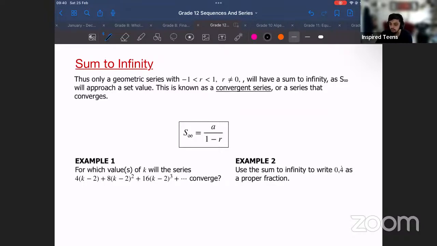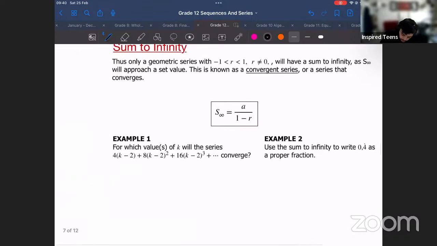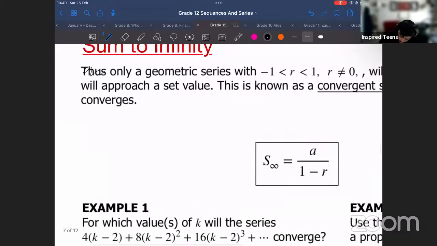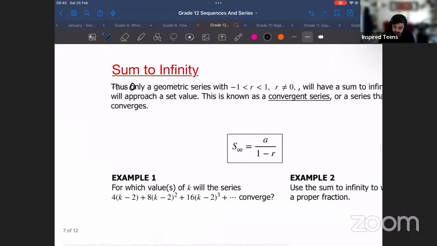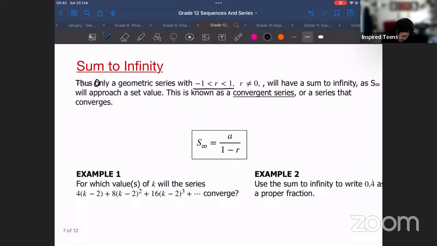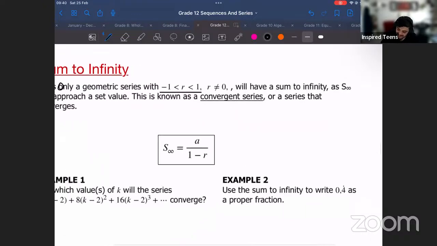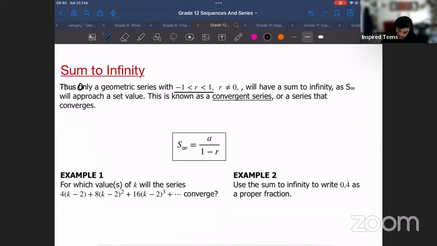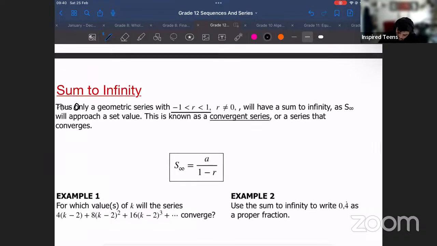However, what we need to know is that only a geometric series with r being between -1 and 1, and r cannot be equal to 0, will have a sum to infinity, as the sum to infinity will approach a set value. This is known as a convergent series. So what is a convergent series? A convergent series is basically a series where r is greater than -1 and less than 1.